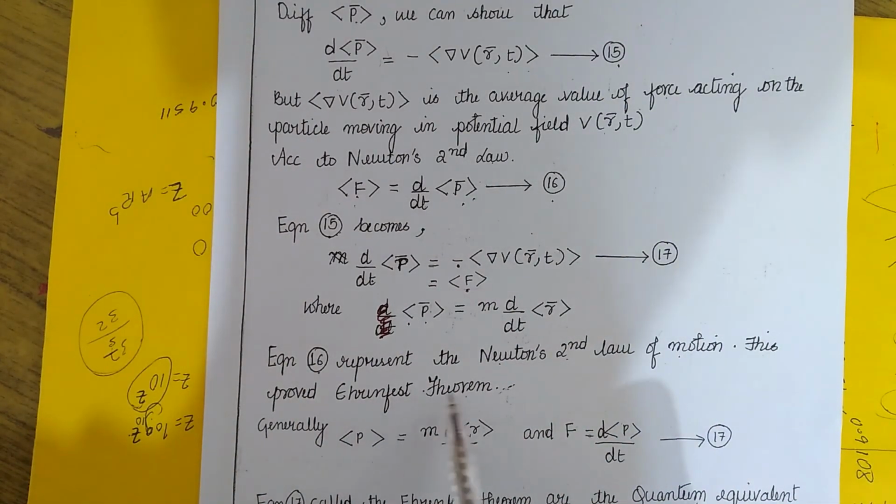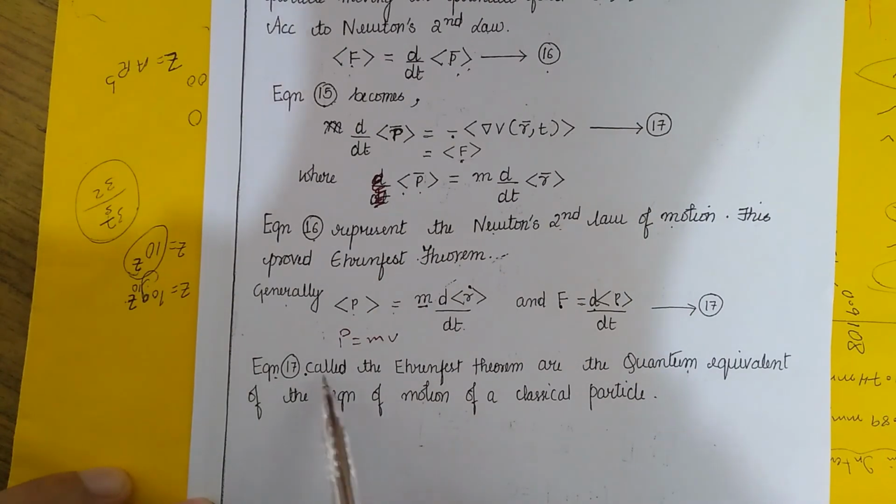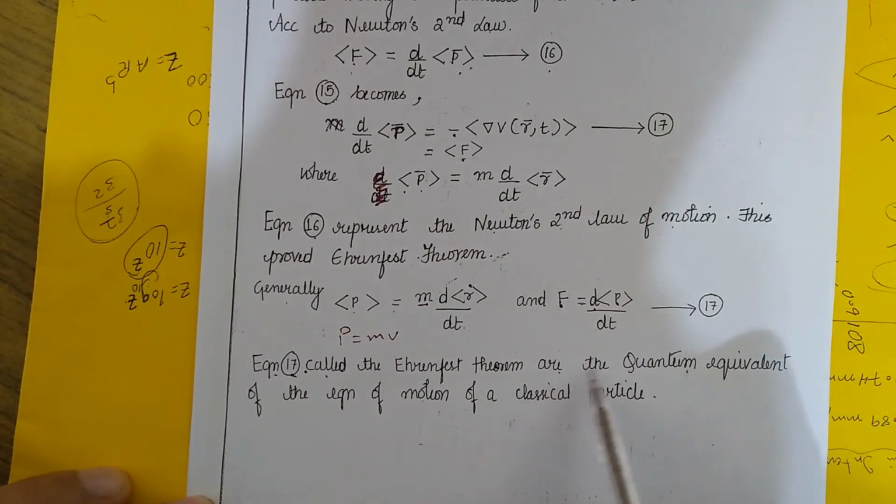This proves Ehrenfest theorem. Generally, the expectation value of momentum is equal to mass times d r of dt, because we know that momentum is given by mass into velocity. So this is your mass and this is your velocity. And here also, force is nothing but the rate of change of momentum. So equation 17, called the Ehrenfest theorem, is the quantum equivalent of the equation of motion of a classical particle.